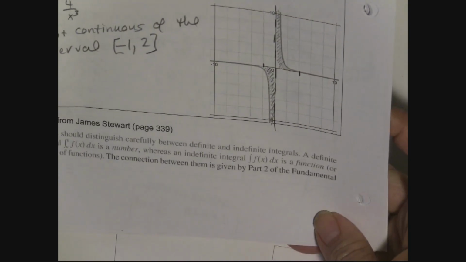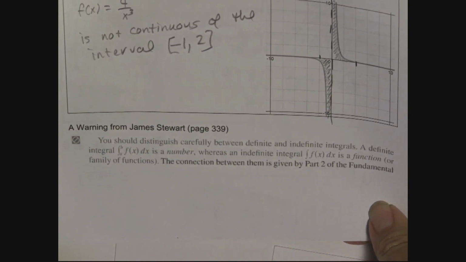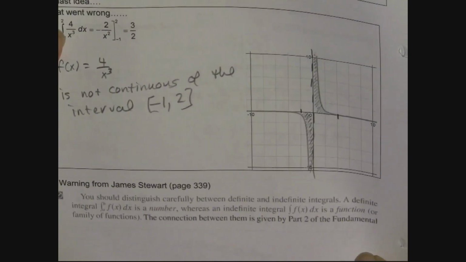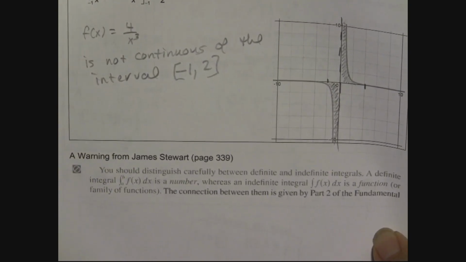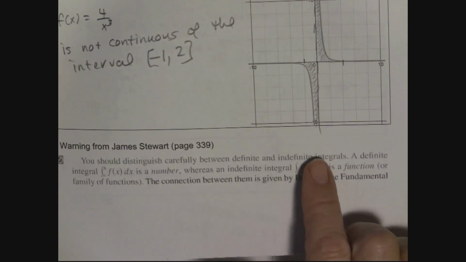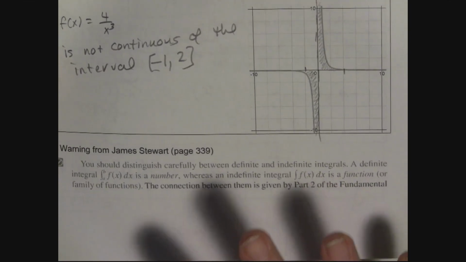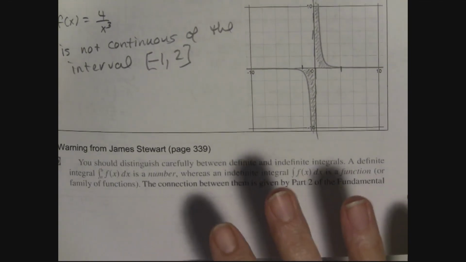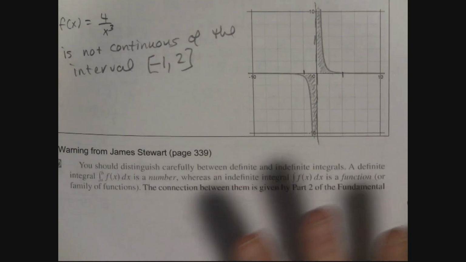Then I have a warning from James Stewart, and the warning is you should distinguish carefully between the definite and the indefinite integral. This is called a definite integral, and the definite integral has bounds, and when you find it, you get a number as a result. Whereas the indefinite integral, which we're going to be learning about in the next section, is a function or a family of functions. We found those functions or families of functions in 3.9. That's all that he wanted to say.